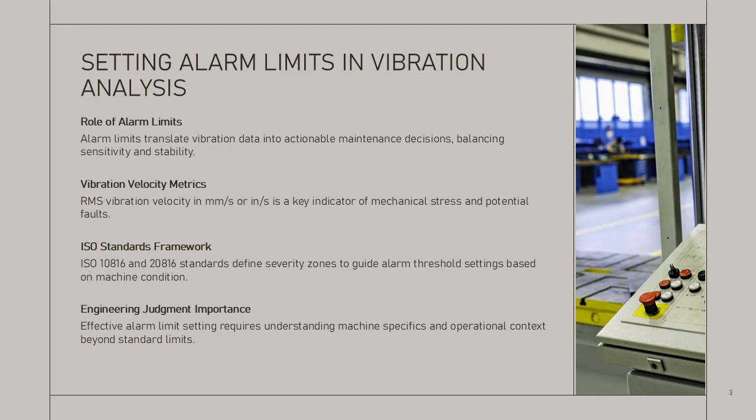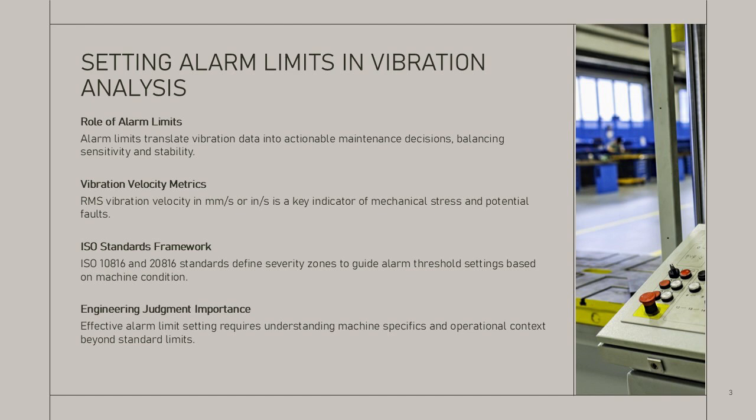From an engineering perspective, alarm limits must balance sensitivity and stability, ensuring that genuine mechanical degradation is detected early while normal operational variability is tolerated. Vibration velocity, expressed as RMS values in mm/s or in/s, is widely accepted as a reliable indicator of mechanical stress, particularly for fatigue-related failure mechanisms such as imbalance, misalignment, looseness, and bearing wear.